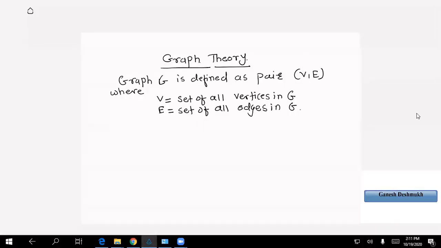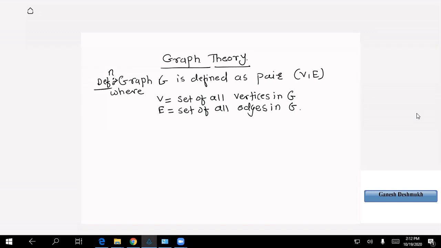Welcome to this video. In this video we are going to see the graph theory concept in discrete mathematics. Graph theory is one of the important concepts in computer science, as it is used as one of the data structures, and the concepts in graph theory are also used to solve some real world problems. First of all, we'll see how a graph is defined and some of the basic terminologies in graph theory.